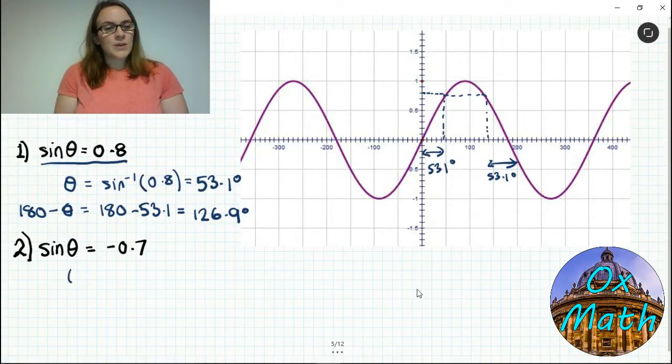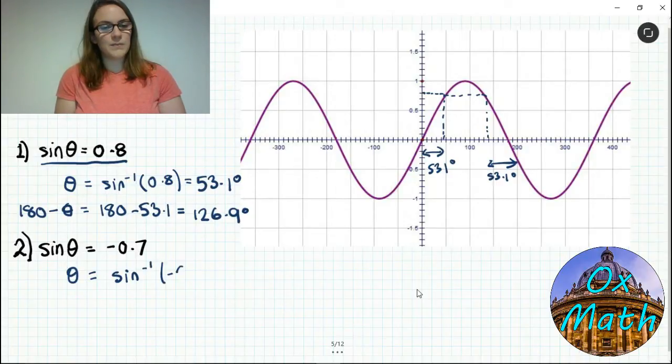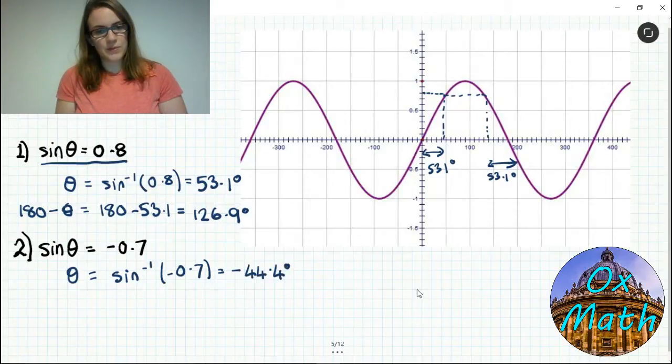So for this second question, we start it in the same way. Theta is sine minus 1 of minus 0.7, and that will give you minus 44.4 degrees.